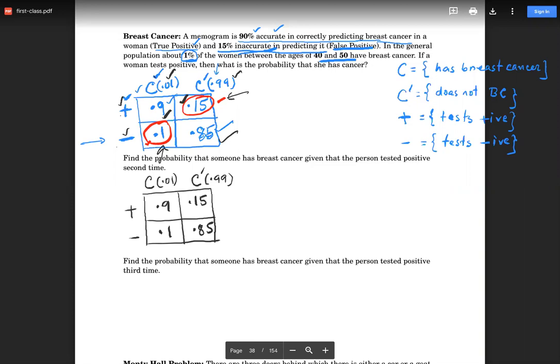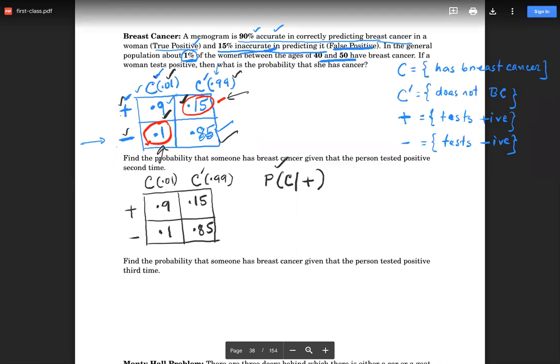Now, the person wants to know this: the probability of C, that means the probability of having cancer, given that the person tested positive. That's the probabilistic or mathematical formulation of the problem. As an ordinary person, you go to the doctor, they test you and they say you have cancer. You want to know, do you really have it? That's what the question is asking.